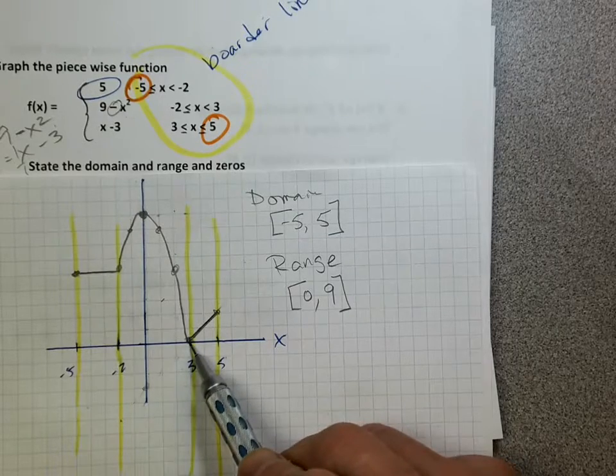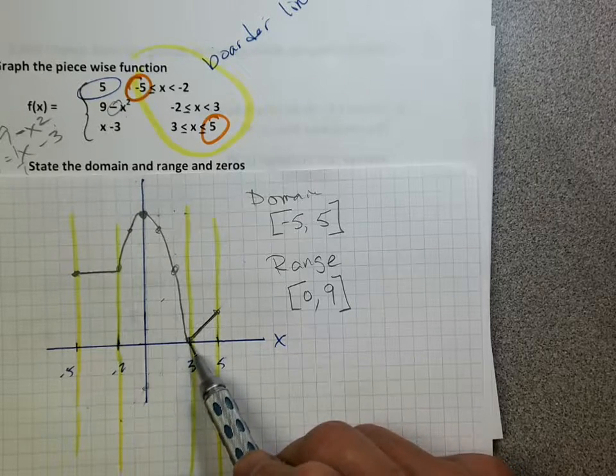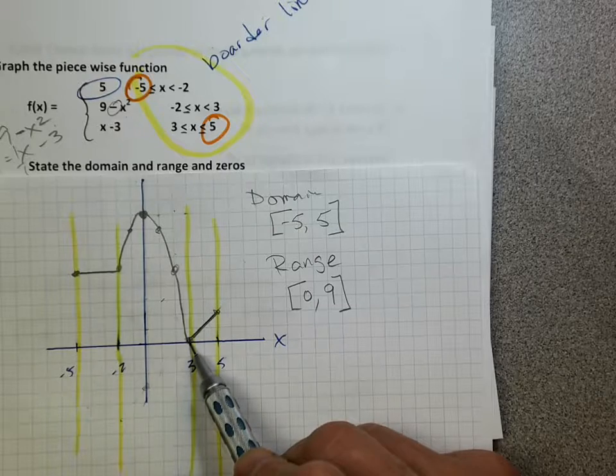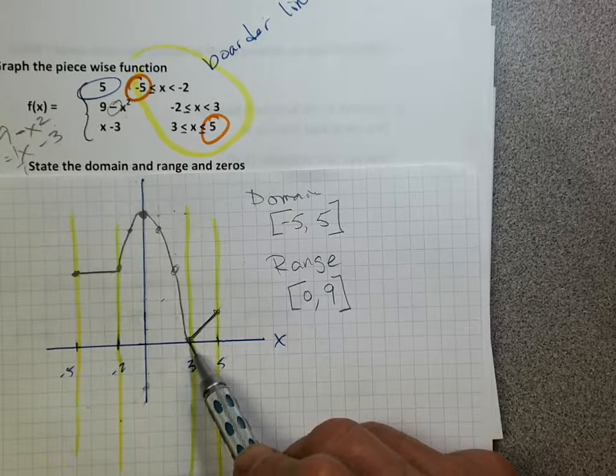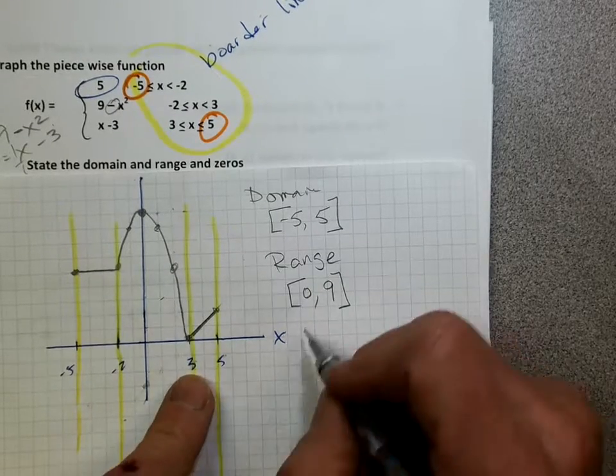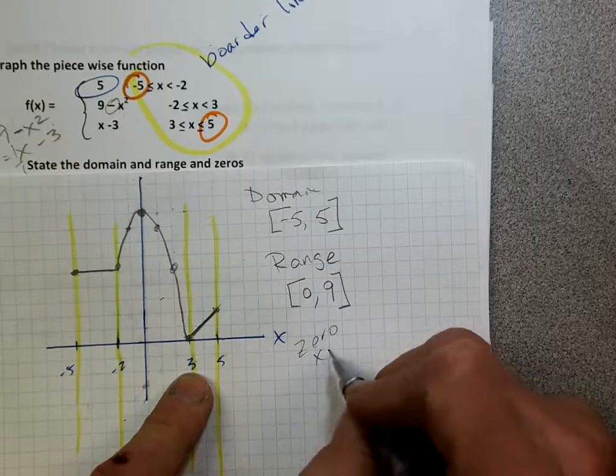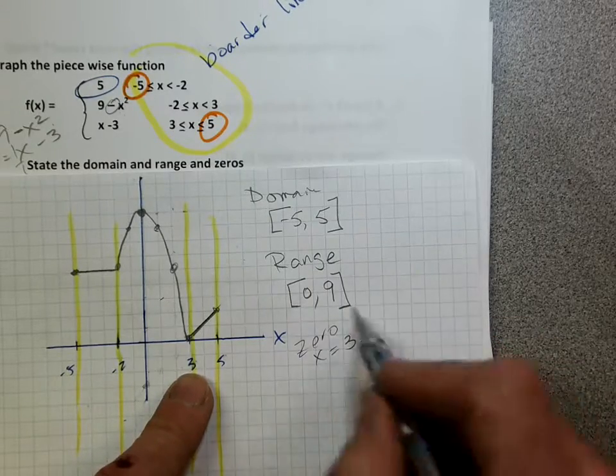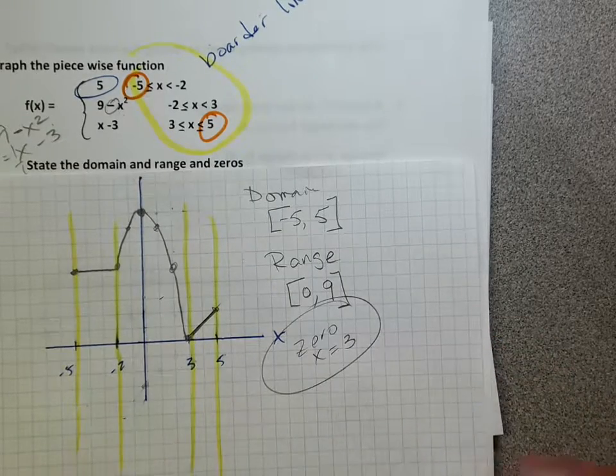Sometimes they don't. In fact, you'll have 2 different quizzes tomorrow, and one of the quizzes doesn't have any zeros. You'll just have to wait and see if you get that one, okay? One of your quizzes has no zeros. The other does. So this one does have a 0. Our 0 is at x equals 3, okay? That's my 0. Because at x equals 3, you have a height of 0, okay?